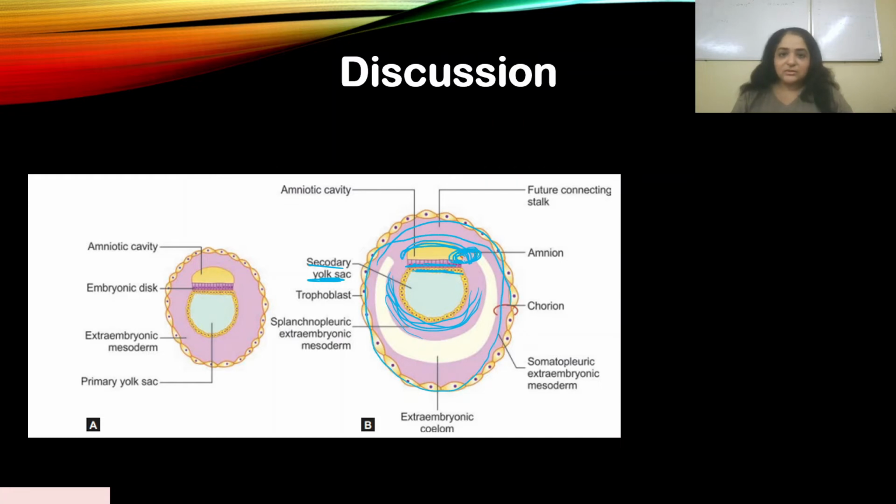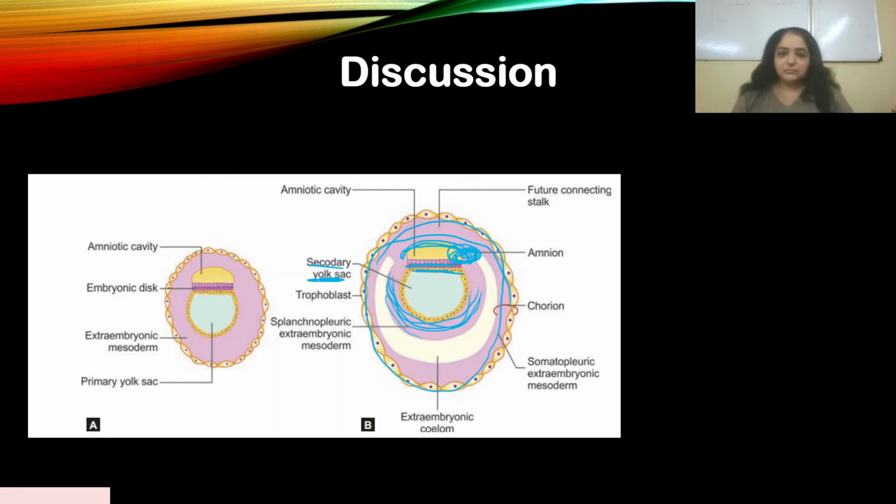So what you see here is the somatopleuric extraembryonic mesoderm is forming a part of the amnion. So that whole structure is the amnion, which will eventually become big in size as the embryo develops and the embryo folds inside that. It will form a part of that structure.